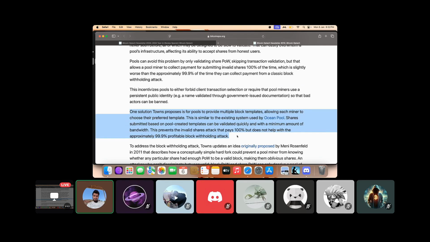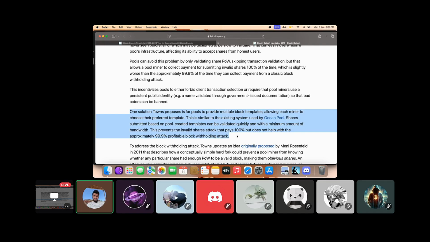The third option could be a pool, instead of what currently happens, which is that pools just have one template. They give you that template and tell you to mine it. Now, is there something better, something between miners creating their own templates and the pool creating its own templates? Is there a middle path?